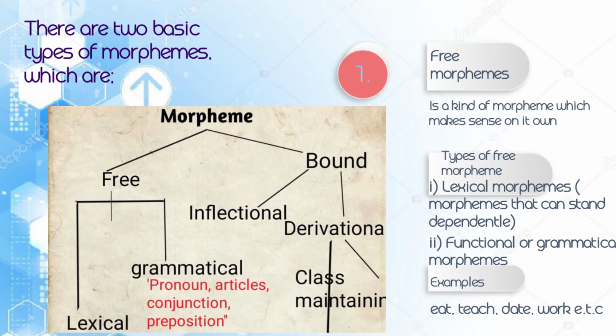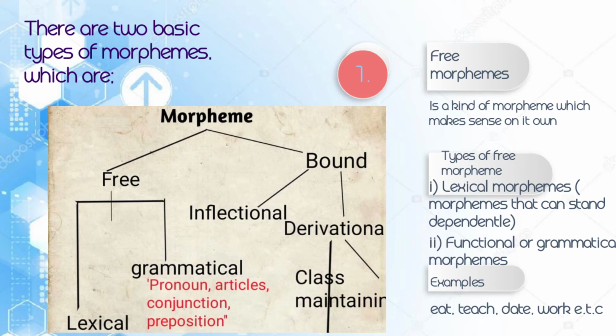When we move to the bound morphemes, we have the inflectional morphemes and then derivational morphemes. Under the derivational morphemes, we have class maintaining morphemes. Now, let's study the free morphemes.